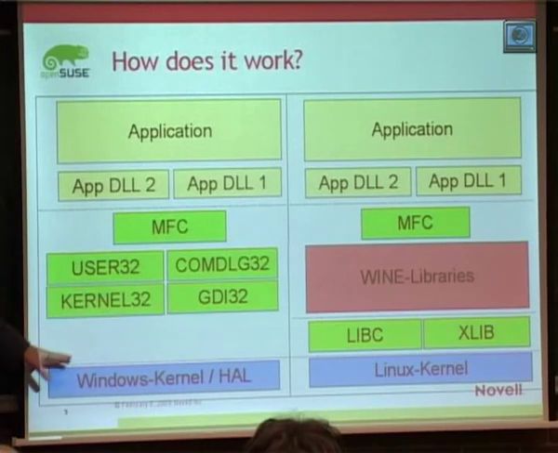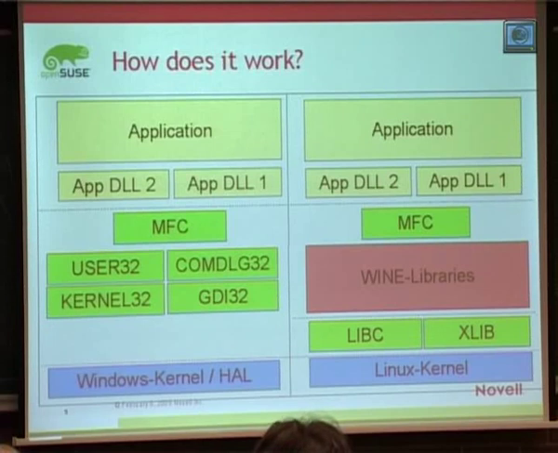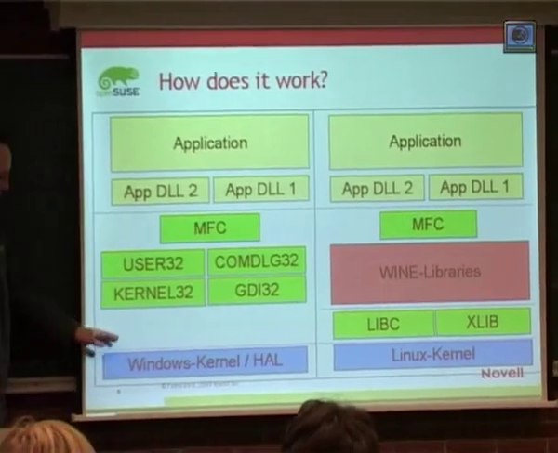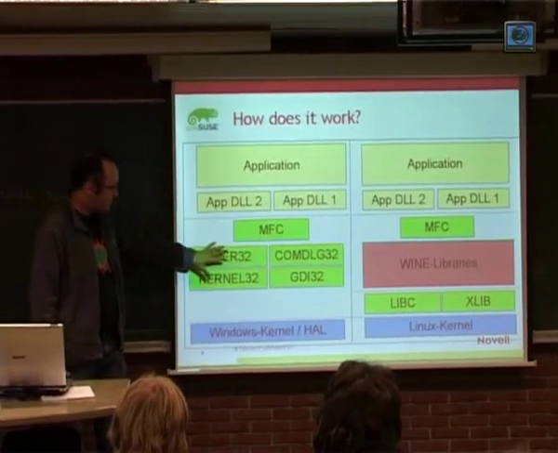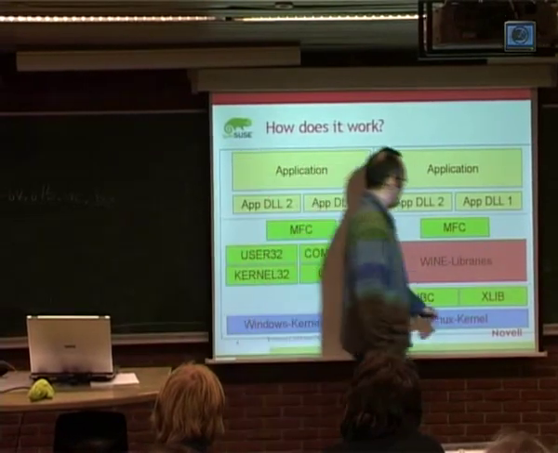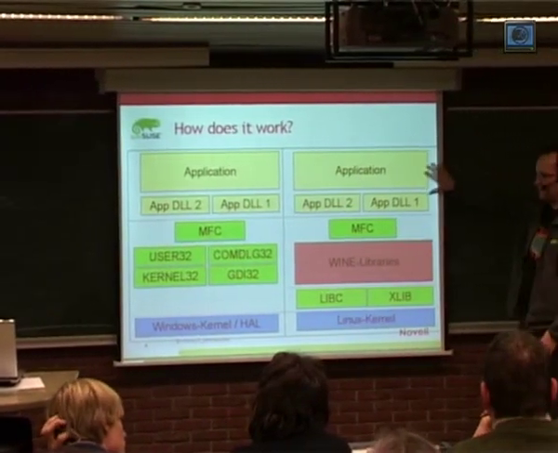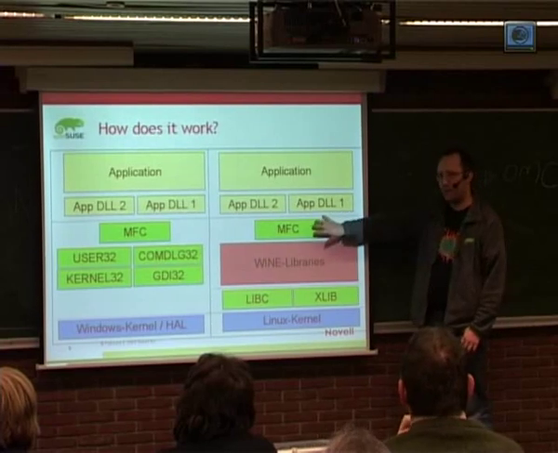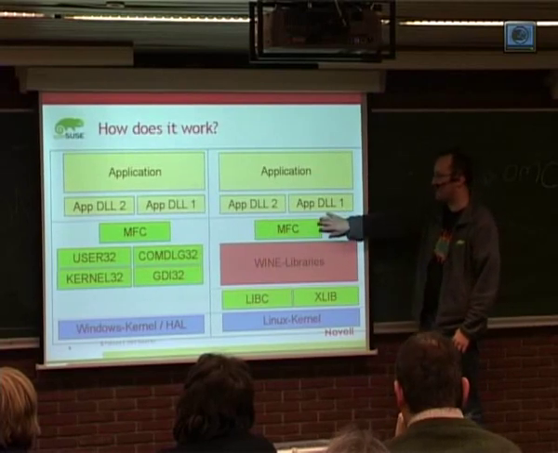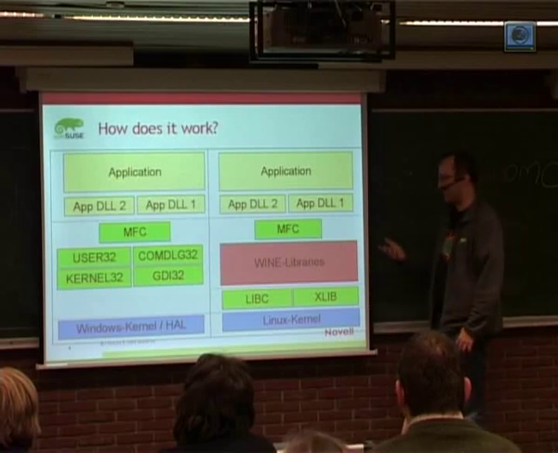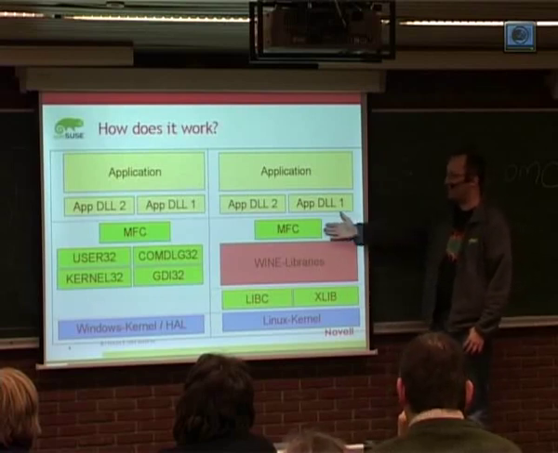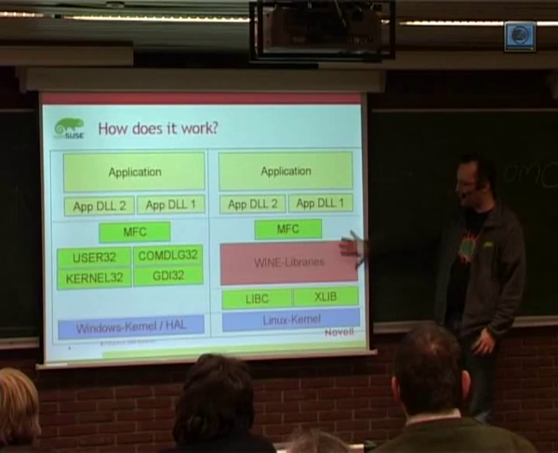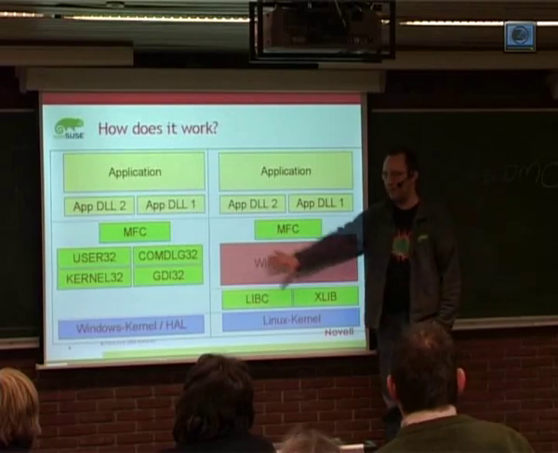Below those low-level libraries is the Windows kernel. These days it's an NT kernel, but usually we don't care about this interface. So where does Wine integrate? The application and its DLLs stay the same. Some of the core Windows libraries, like the Microsoft Foundation Classes, we did not replicate, because of their closedness and undocumentedness, but they are usually freely redistributable, especially MFC. But we replaced all the low-level system libraries.